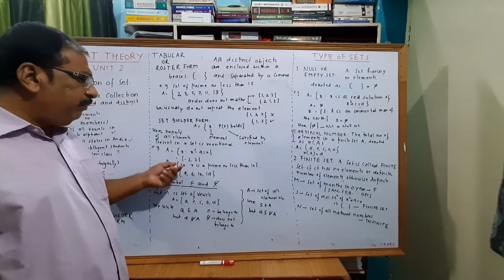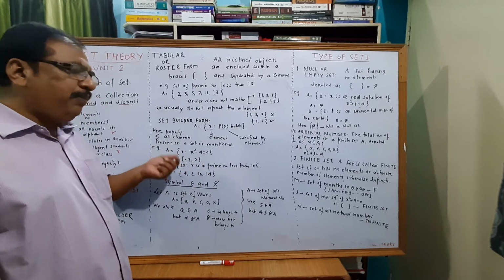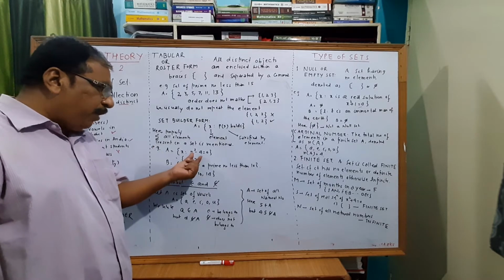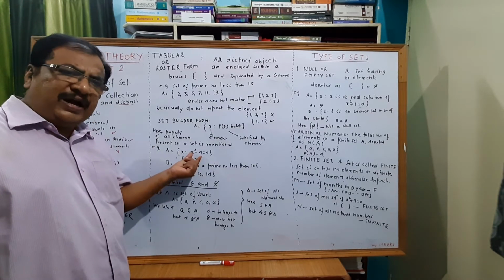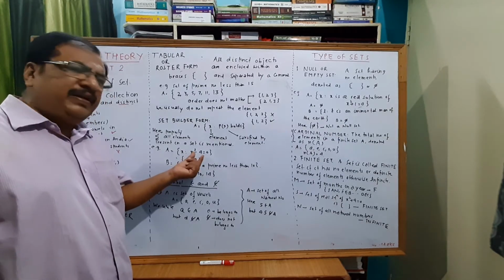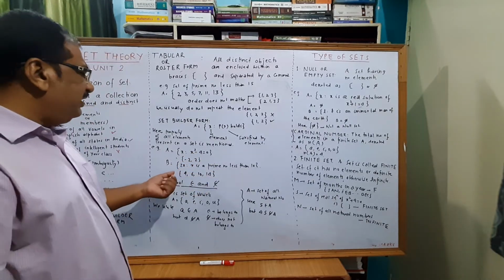What do you have to do? You have to enlist all the elements. What is the property of x here? The property of x here is that when it is squared and subtracted from 4, the result is 0. So what is the answer?